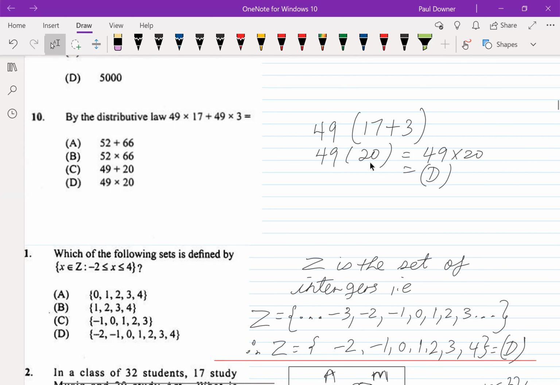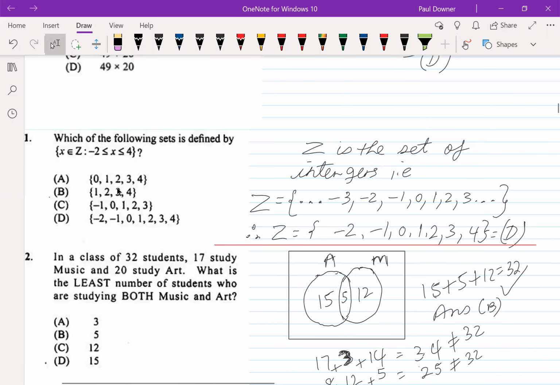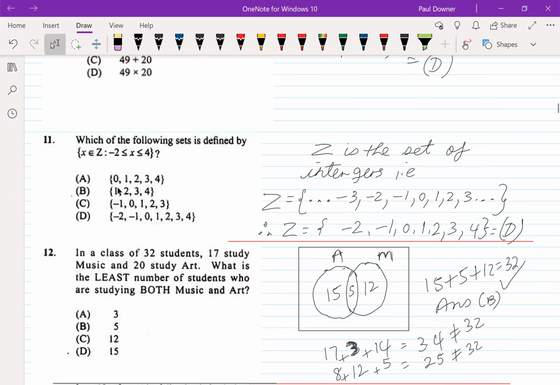17 plus 3 would give us 20. So that would be 49 times 20. And that corresponds to answer D, right? Which is this one here. A very tricky little one. Just make sure you can handle that, right? Okay, so we now go down to number 11.